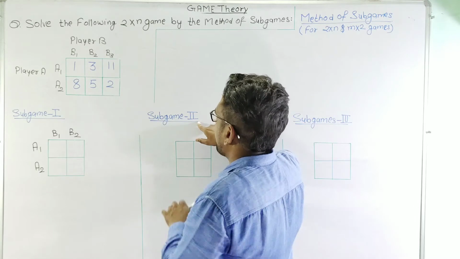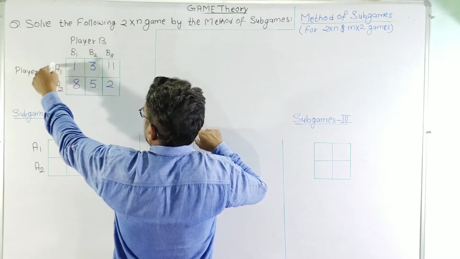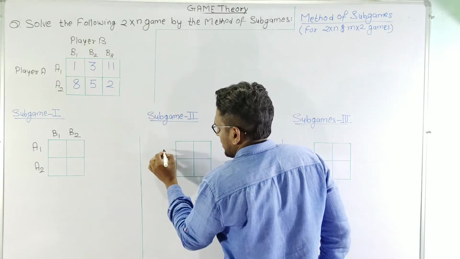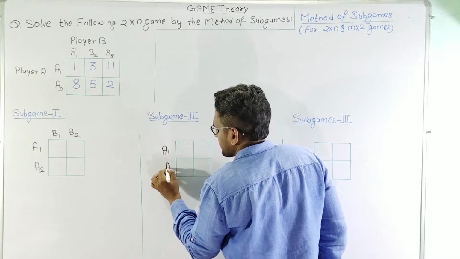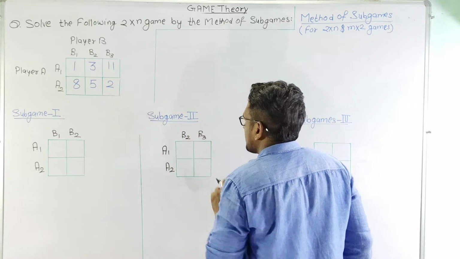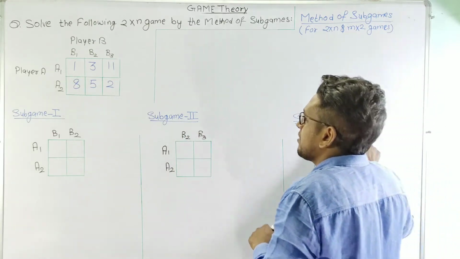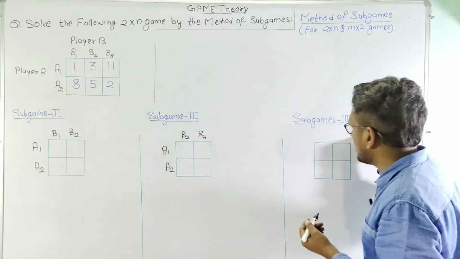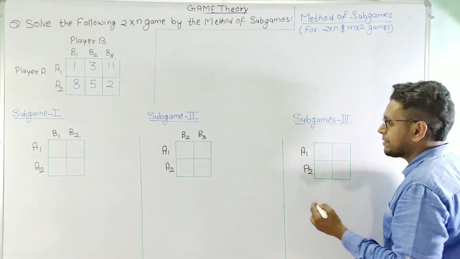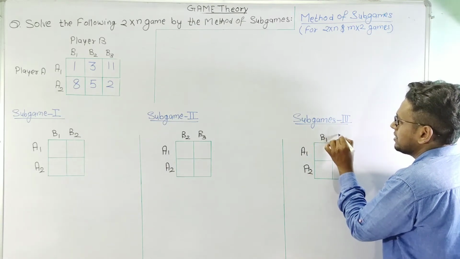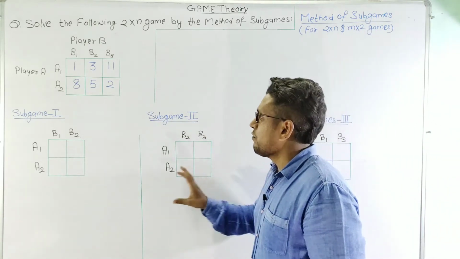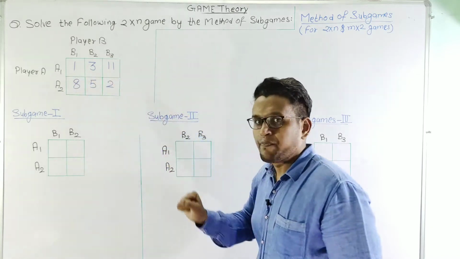Similarly, we can have another subgame where player A will play A1, A2 and player B will play B2 and B3. Similarly, there is one more possibility where player A will play strategy A1, A2 and player B can play strategy B1 and B3. So these are the possible subgames for this particular game.